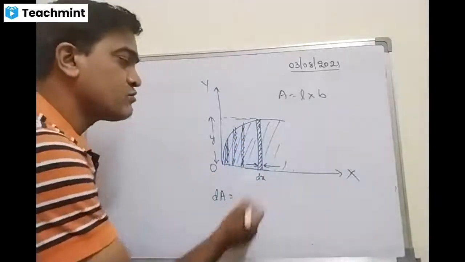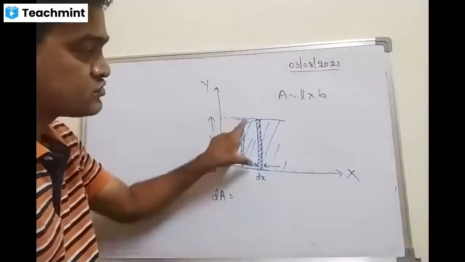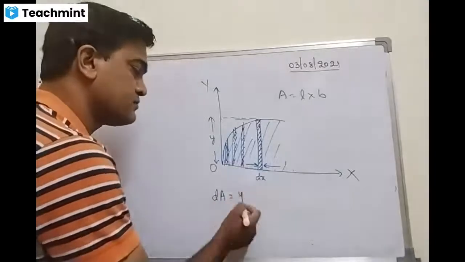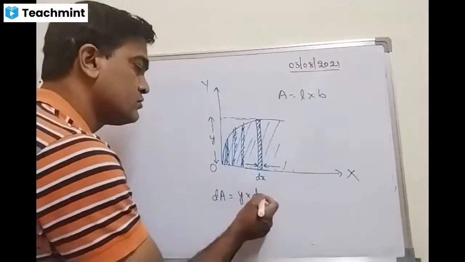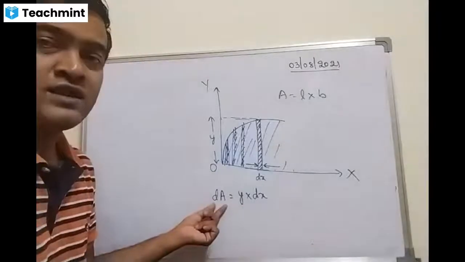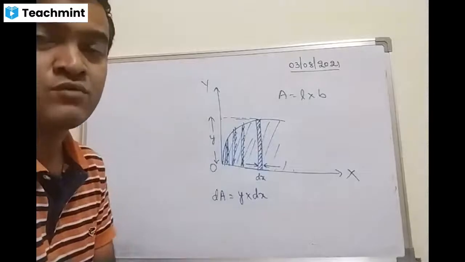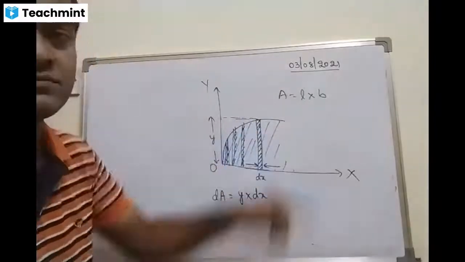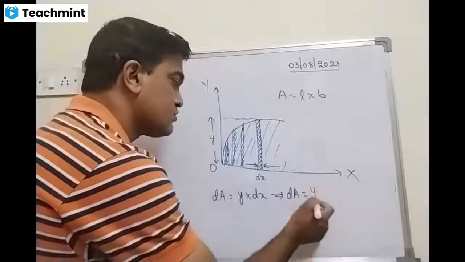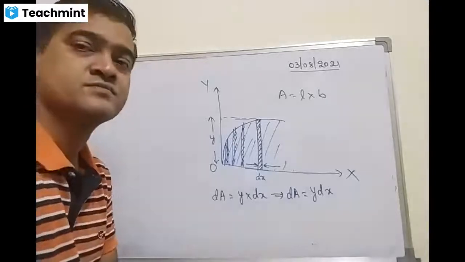So dA will be equal to what? Length into breadth, that is, dx into this height, which I'll take as y. So y into dx gives the small elemental area of this single strip, but I want the area throughout this bounded curve. So I can write dA is equal to y dx, right?